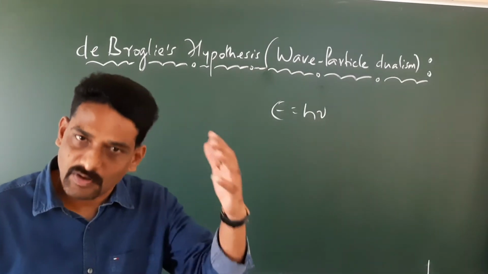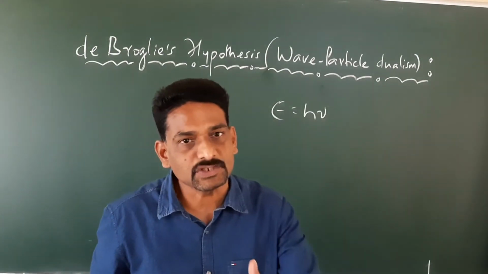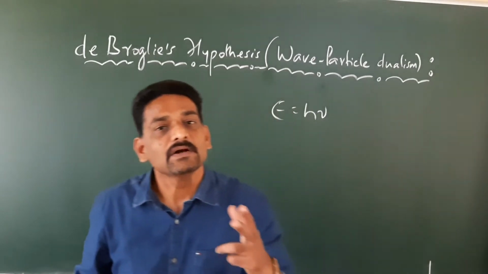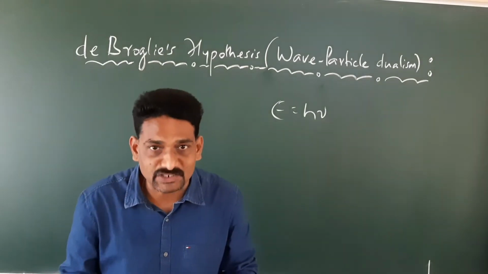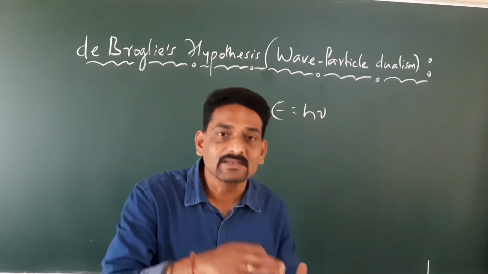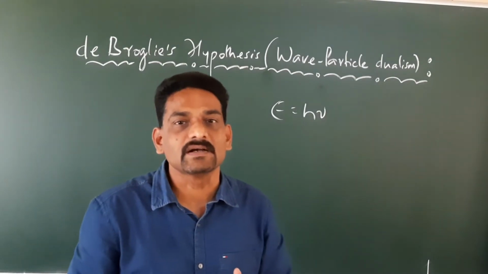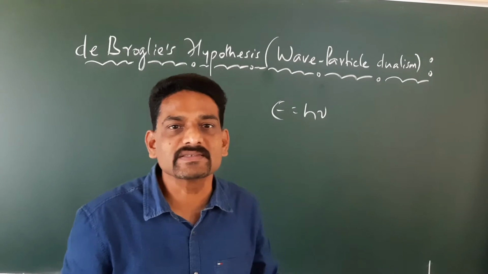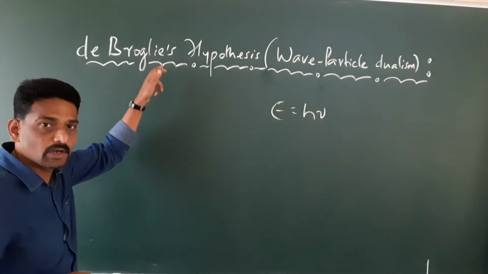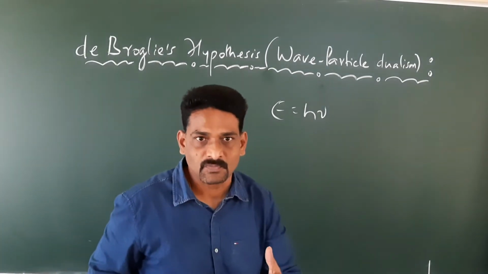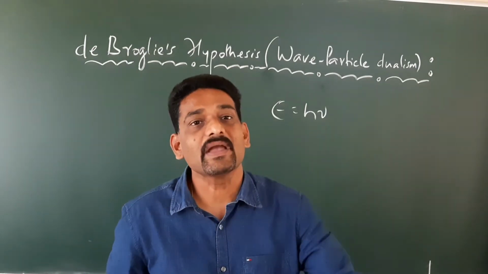What are the examples for wave nature? Interference, polarization, diffraction. What are the examples for particle nature? The Compton scattering experiment and the photoelectric effect. So now it is very clear that light exhibits dual nature. Sometimes it behaves like a particle, sometimes like a wave. So by observing all these phenomena, the scientist Louis de Broglie of France came to a conclusion. He understood all these concepts and he gave a hypothesis.